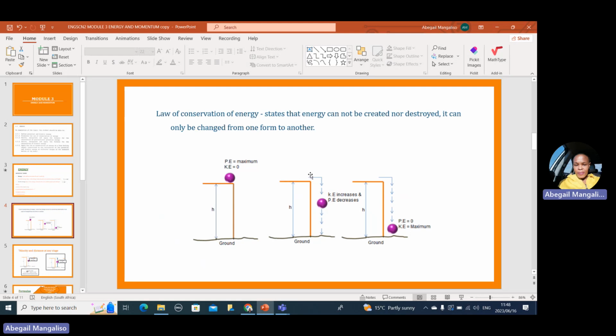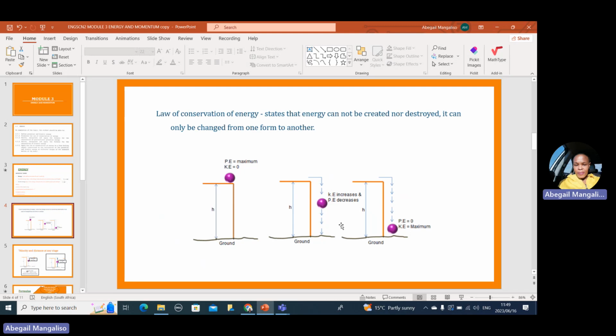Now, if it is allowed or pushed to fall down, the height will be decreasing, meaning that it is losing some of the potential that it has on top. But that energy is not lost, since when it falls, it will pick up some speed. That energy is converted to another form, which is called kinetic energy. So this leads us to the law of conservation of energy, which states that energy cannot be created nor destroyed. It can only be changed from one form to another. So a loss in potential will be the gain in kinetic.